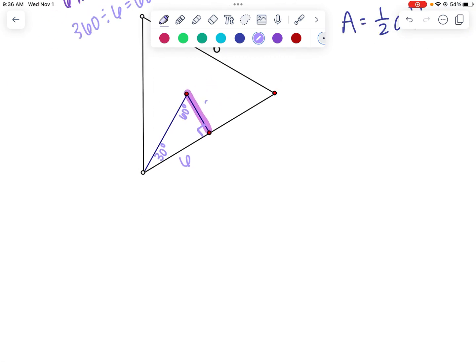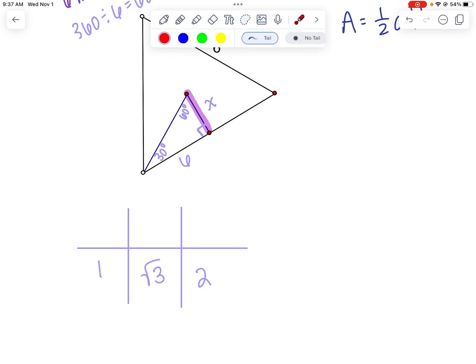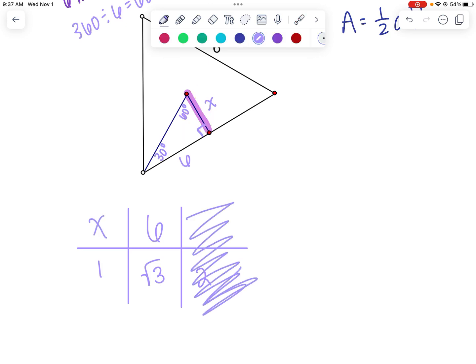And then I could solve for x using my 30, 60, 90 chart because I have a 30, 60, 90 triangle. So if I set up my 30, 60, 90 chart, they should still be up on the board. I get 1, root 3, and 2. 3 is across from 60. That's the long leg. I want the apothem, which is across from the short leg. There's my x. I don't need the hypotenuse.